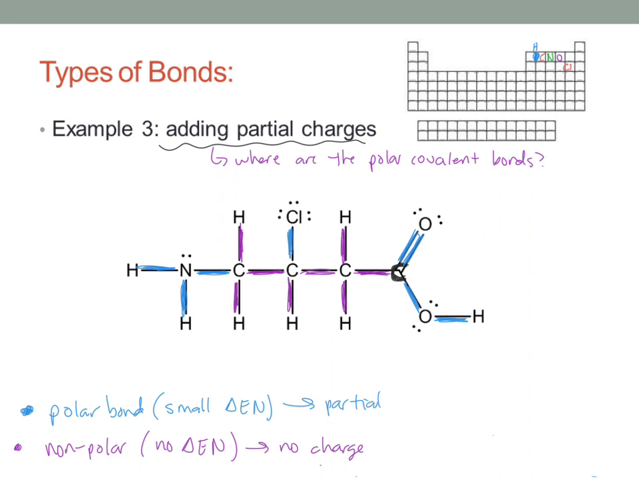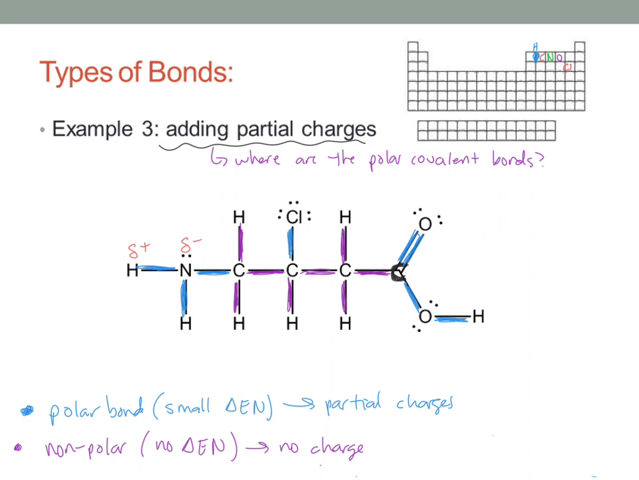So I need to add the partial charges to this molecule. And to add the partial charges, that partial positive, partial negative, I look at every single individual bond and ask myself, which one's more electronegative? Whichever one is more electronegative gets the partial negative, because that's where the majority of the electron cloud is, the electron density. So between N and H, N is to the right of H, so that means the N is more electronegative, so that should be the partial negative. And that must mean that that H is partially positive.